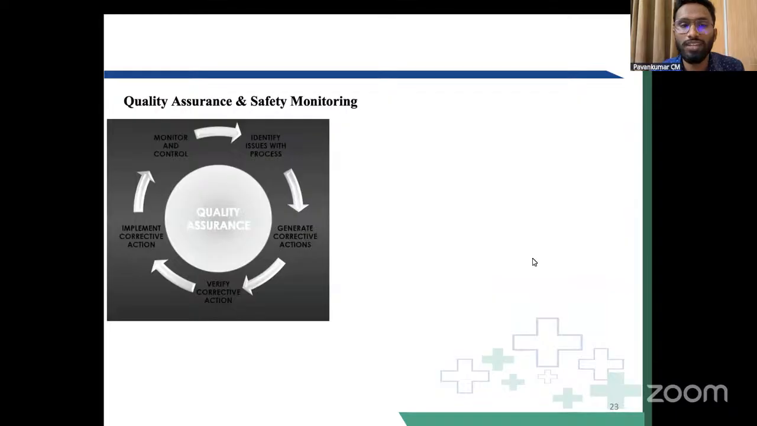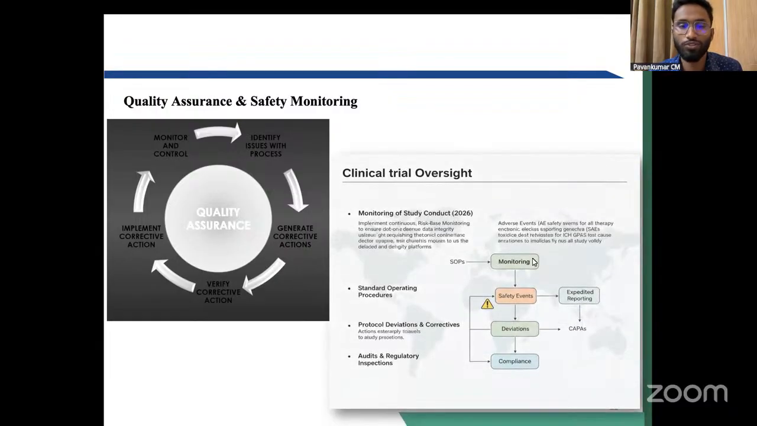And quality assurance and safety monitoring, how we are going to structure a protocol is not so easy. Quality assurance should also match; monitoring and control should be there, identifying issues with the process should be there, and generating corrective action should be there. Verifying and implementing corrective action should also be very keenly observed. And protocol deviation and correlation, what we can see in this slide, has a main role.